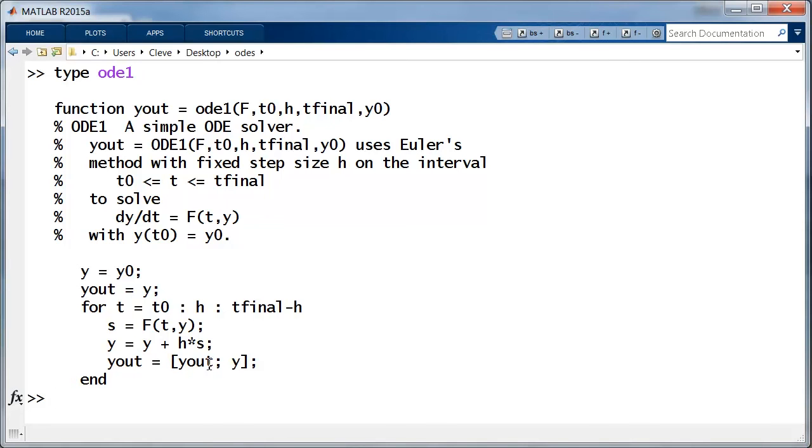This MATLAB construction with the square brackets takes a vector y, adds another value to it, making it one element longer, and puts the result back in y out. This is the entire code. This is it. This is ODE1 that implements Euler's method.